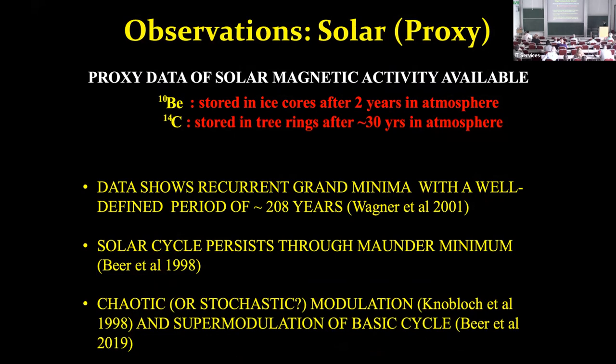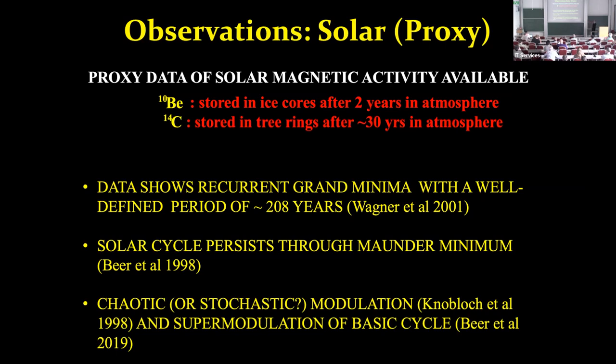And the reason that the production rates of these are anti-correlated with solar activity is because galactic cosmic rays get deflected by the magnetic field. And so the more that they're deflected, the lower the production rate of these terrestrial isotopes. So the data seems to show that these grand minima are kind of recurrent. So the Maunder minimum that you see is not the only minimum in the record. There are many minima going back.